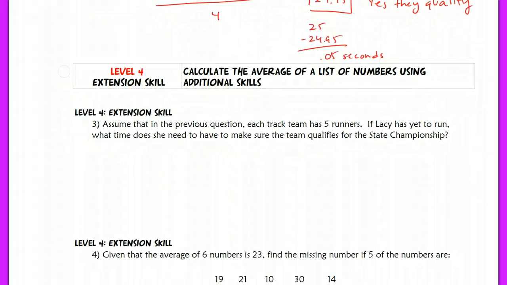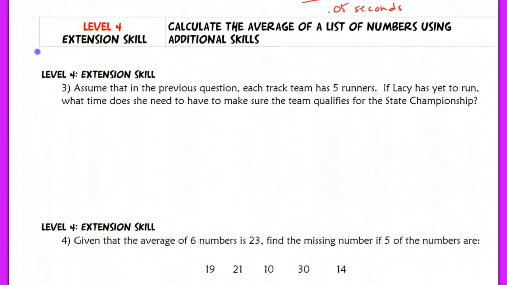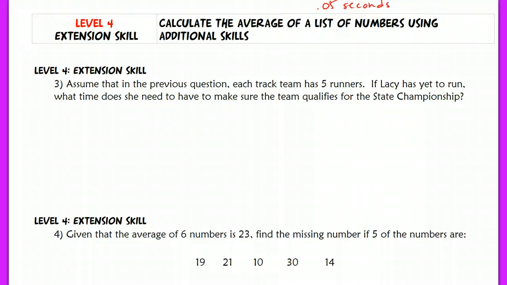All right, now our level 4 extension skill here is to calculate the average of a list of numbers. Oops, that should say, sorry about that. Calculate the average list of numbers when you know the average and you have to find an additional number. Now this question here says, assume that in the previous question, each track team has 5 runners. If Lacey has yet to run, what time does she need to have in order to make sure the team qualifies for the state championship?